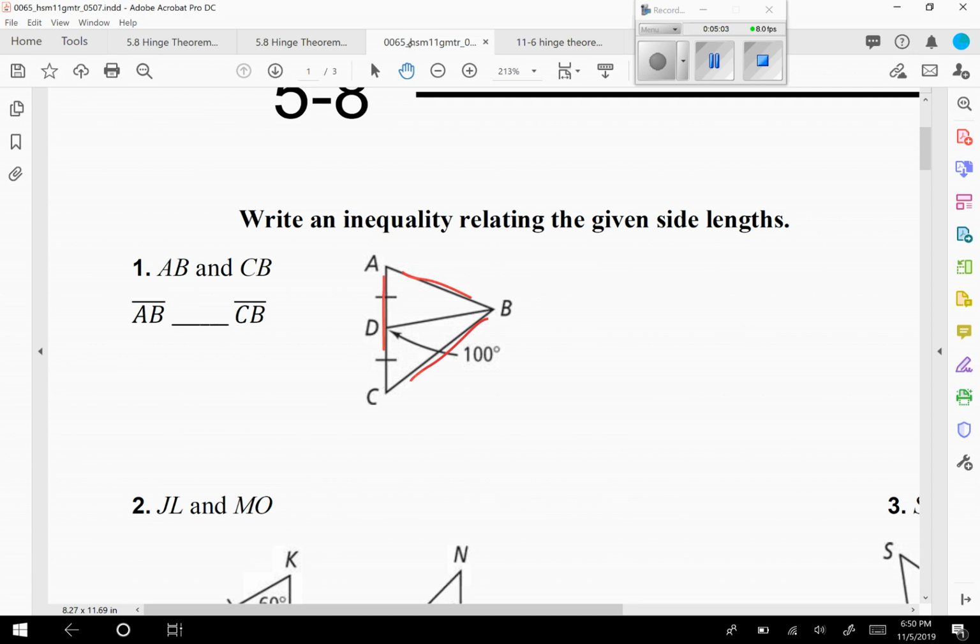This is making a straight line. So it's 180 minus 100. So that tells us this missing angle right here is 80. So now you compare the side across from the 80 or the side across from the 100, which is going to be bigger, the side across from the 100. So CB is going to be bigger than AB. So that's how you do the first few.